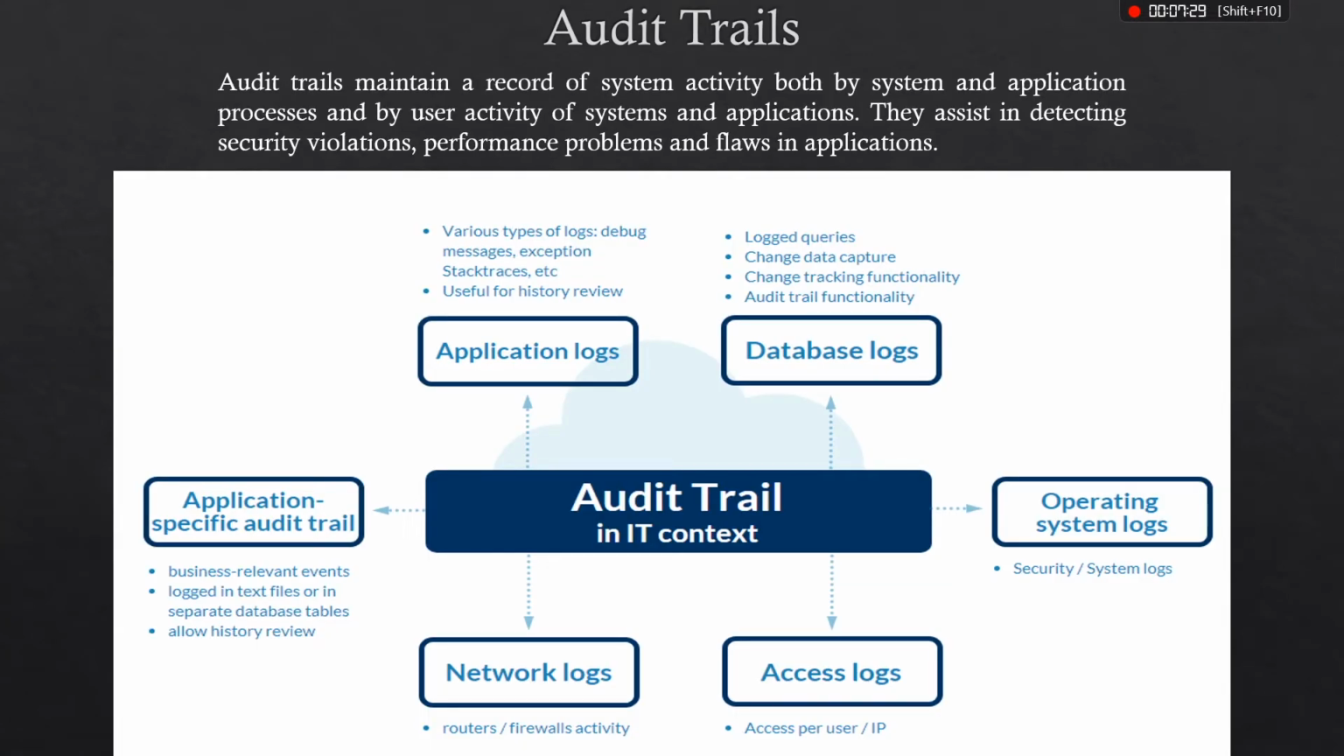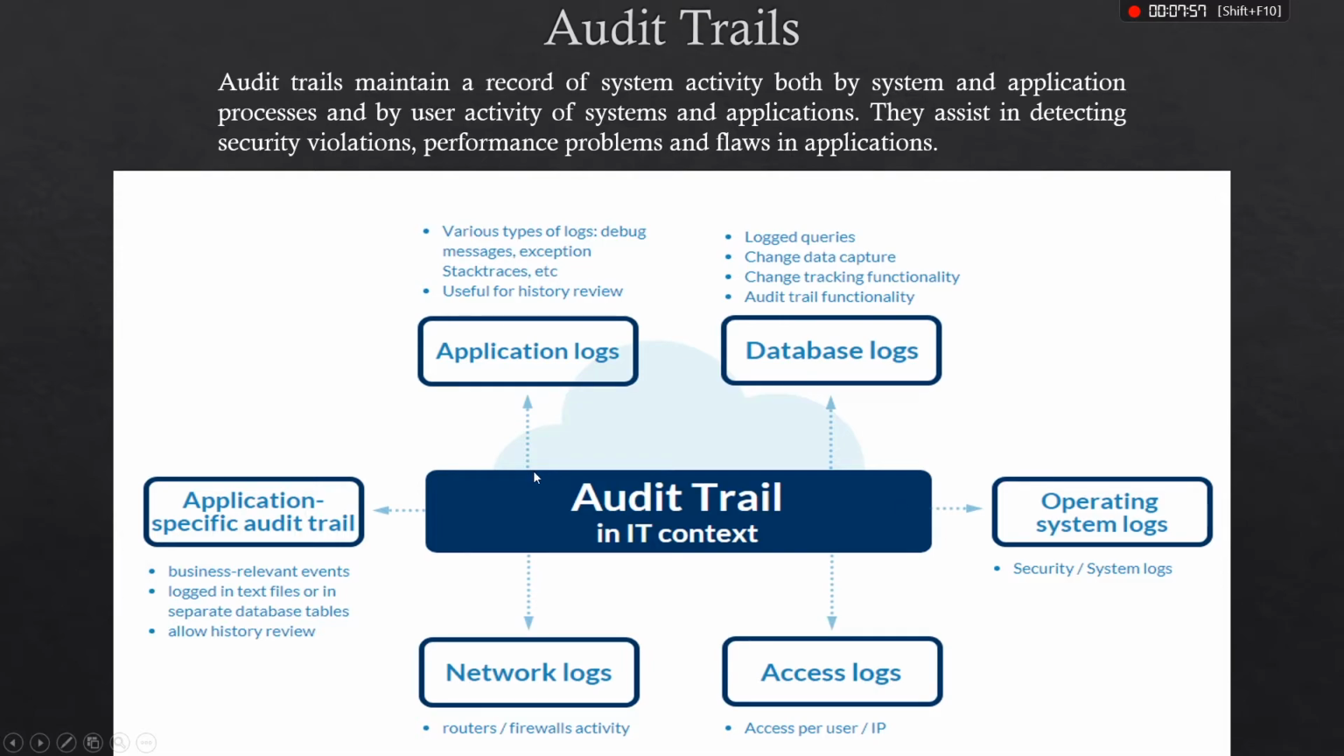Okay, so audit trails are like a breadcrumb trail, I guess. You can follow it back to its source. They maintain a record of system activity, both by system and application processes and by user activity of systems and applications. So these assist in detecting security violations, performance problems, and flaws in applications.